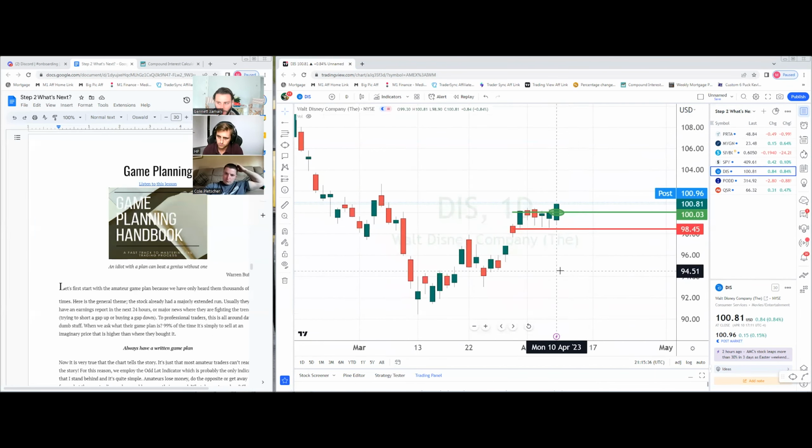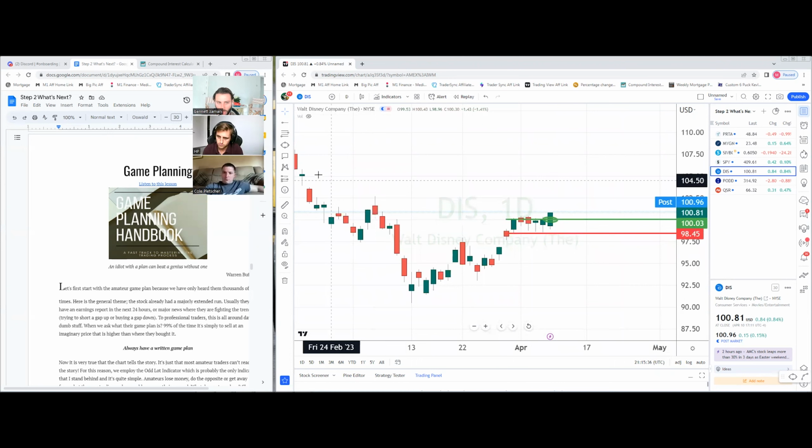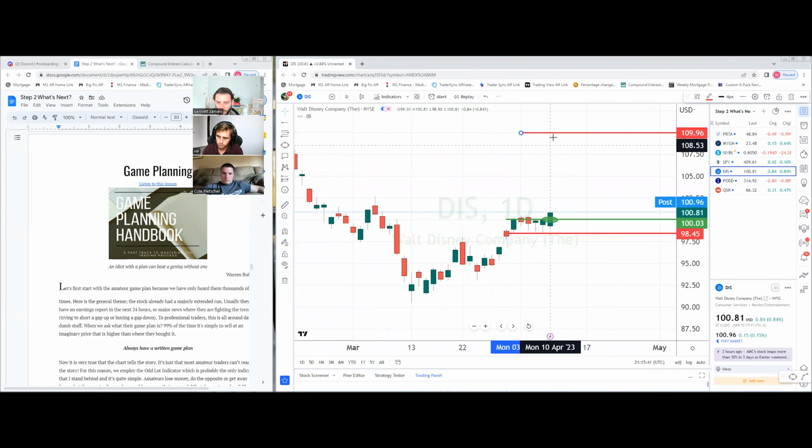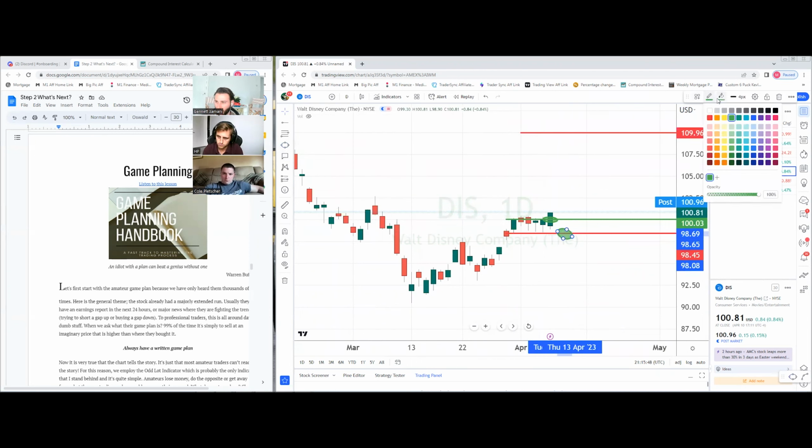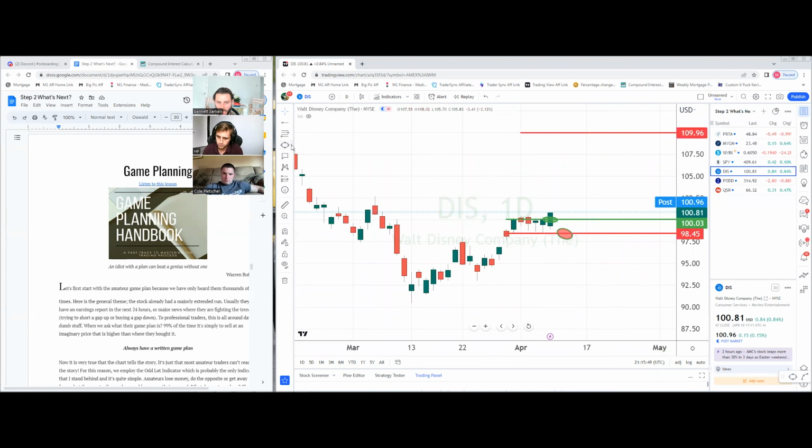We're risking $2. So for 5 to 1, that puts our target up here at 110. So if we're wrong, we'll get out down here for a 2% loss. And if we're right, and it can drift higher to 110, we'll look to take profits for 5 to 1 or a 10% gain. So this is a very simple game plan.